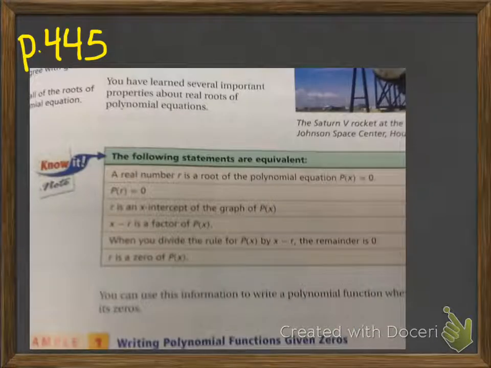So, the first thing I want you to take note of, there's some statements here on page 445. All they're basically telling you is the different ways we can write the roots. Don't forget that the r is the root is the x-intercept. These are all the solutions and just different ways of saying the same thing.